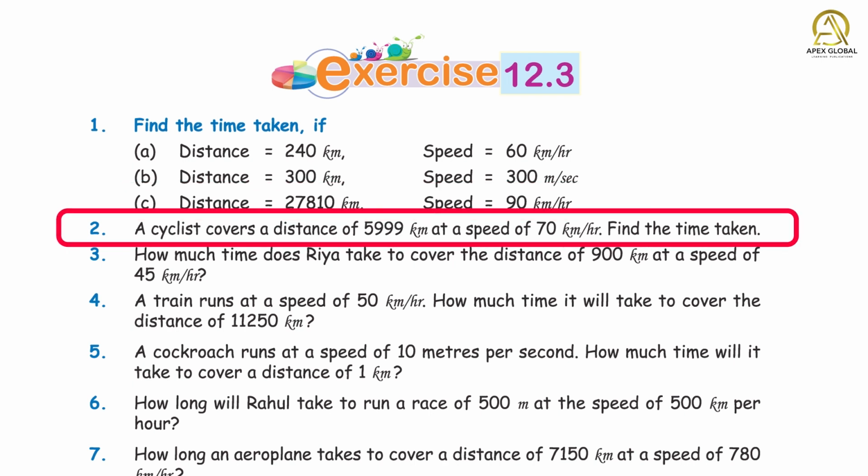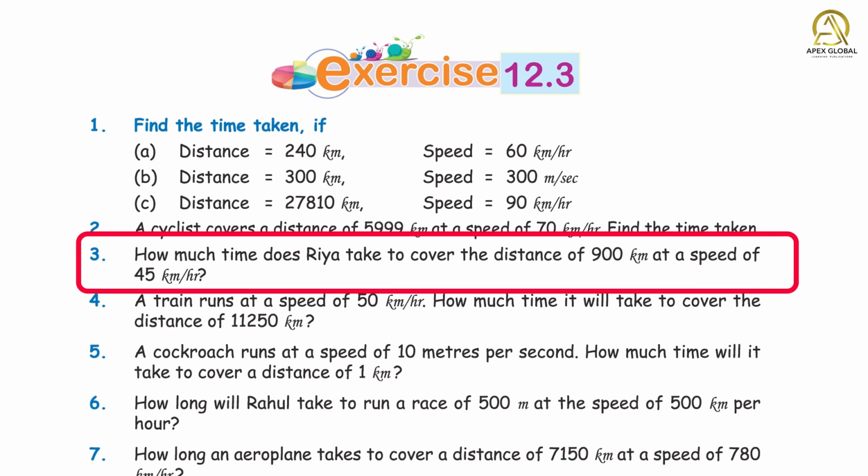Question 2. A cyclist covered a distance of 5,999 km at a speed of 70 km per hour. Find the time taken. Answer 87.7 hours. Question 3. How much time does Ria take to cover the distance of 900 km at a speed of 45 km per hour? Answer 20 hours.